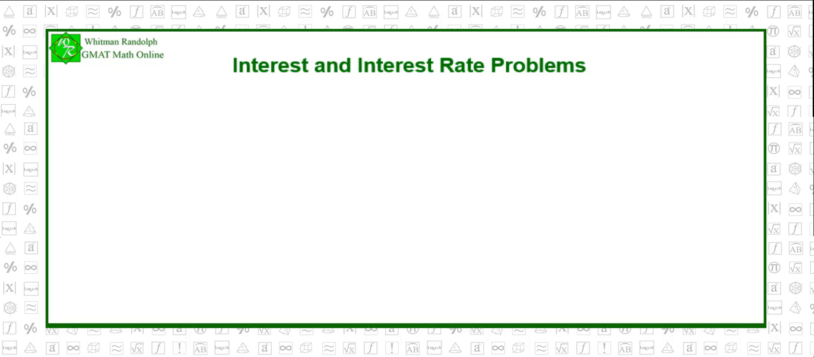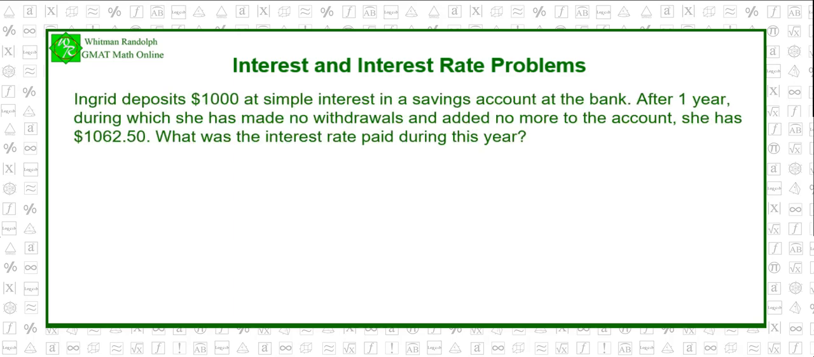Interest problems usually take one of two forms: simple interest or compound interest. Let's try a simple interest problem first. Ingrid deposits $1,000 at simple interest in a savings account at the bank. After 1 year, during which she has made no withdrawals and added no more to the account, she has $1,062.50. What was the interest rate paid during this year?